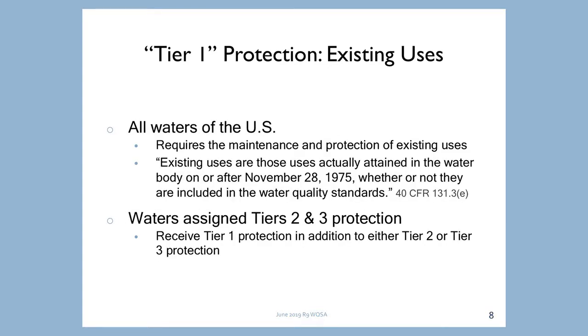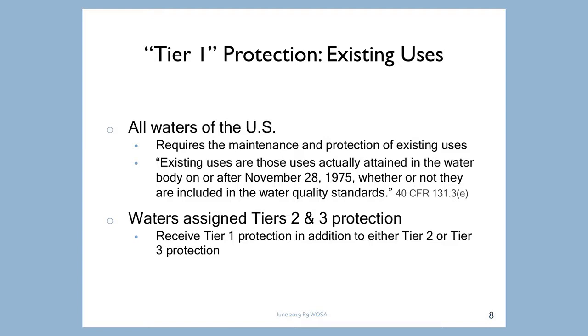For all waters of the US, existing uses have to apply to all waters of the US. There's no choosing. Like Tier 2 and Tier 3, there's some identification of what's a Tier 2 water, what's a Tier 3 water. There is no choosing. It applies to all waters. That's, again, how it links to the existing use provisions under the designated uses regs. It requires maintenance and protection of existing uses. You've seen that definition before of what an existing use is.